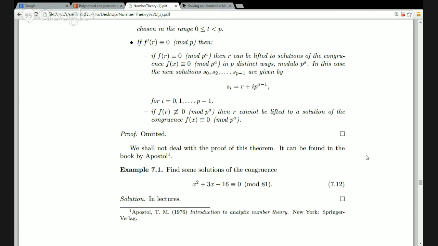So our t is 2. So the 2 goes into there, and we get our solution S equals 7. So S equals 7 is a solution to f of x congruent to 0 modulo 9. Okay, so we've lifted up from modulo 3 to modulo 9, and it's still just a single unique solution. So now we'll lift it up to the next level, modulo 27.